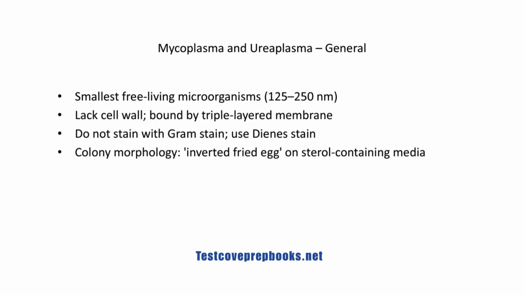These are the smallest free-living microorganisms, measuring only 125 to 250 nanometers. They lack a cell wall and are instead bound by a triple-layered membrane. Because they lack a cell wall, they do not stain with the Gram stain, but they can be visualized using a Dienes stain. On special media containing sterols, their colonies have a characteristic appearance where the center grows into the medium, giving the look of an inverted fried egg.